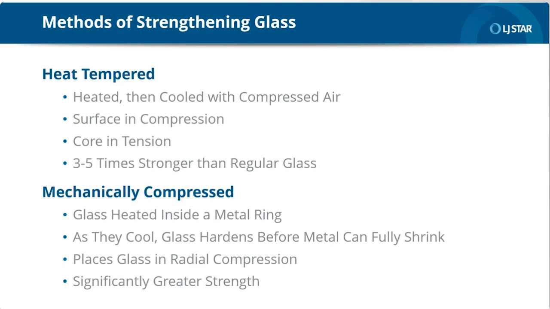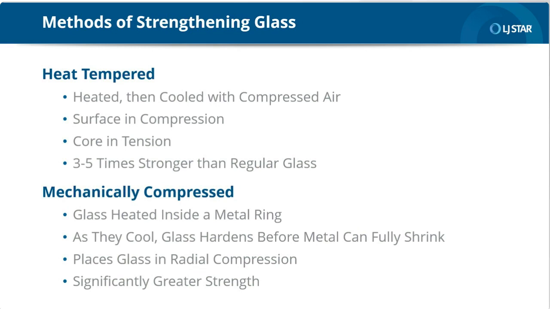But, Christine, what if your application needs an even stronger sight glass? Mechanically compressed glass. Heat tempering is not the only way to toughen glass. Glass can be strengthened by placing it in mechanical compression. Like concrete, glass is strong in compression, but breaks easily under tension.